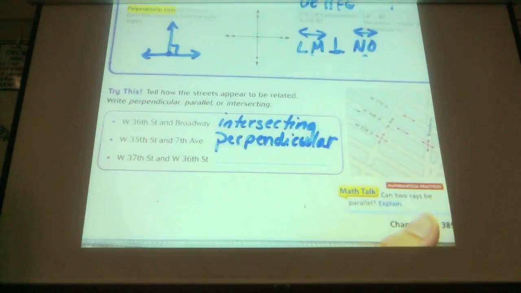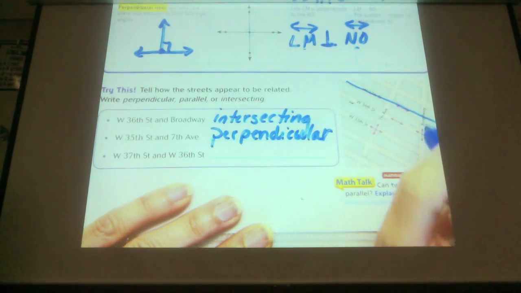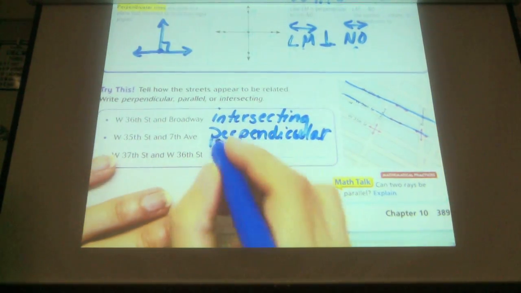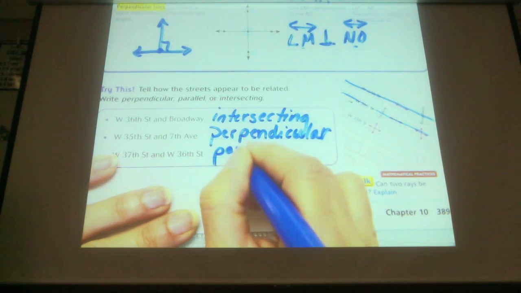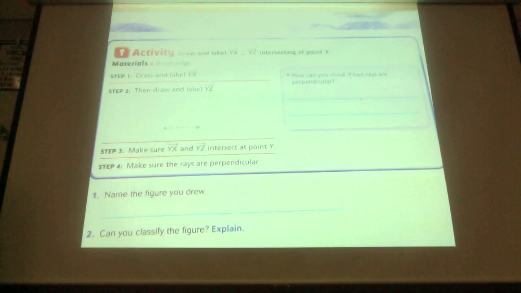So the last one is the West 37th, which is this one, and West 36th, which is this one. What do you guys think? Parallel. Okay? Go ahead and draw and label ray YX and YT.